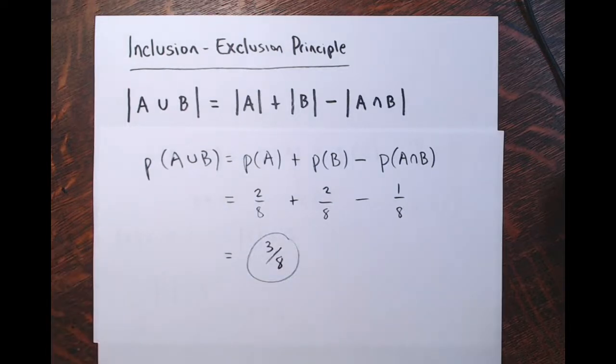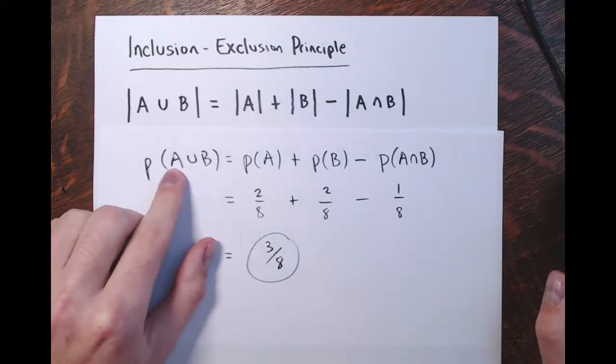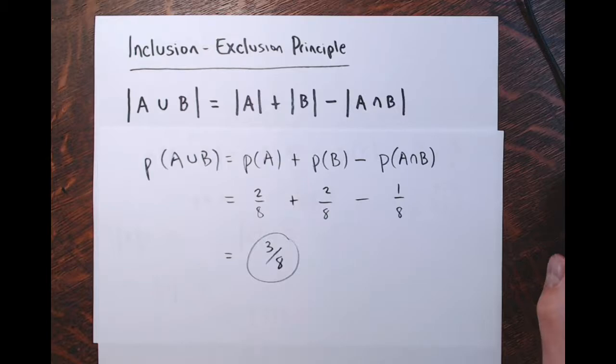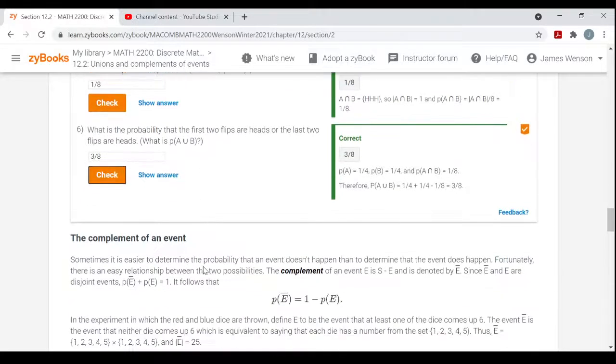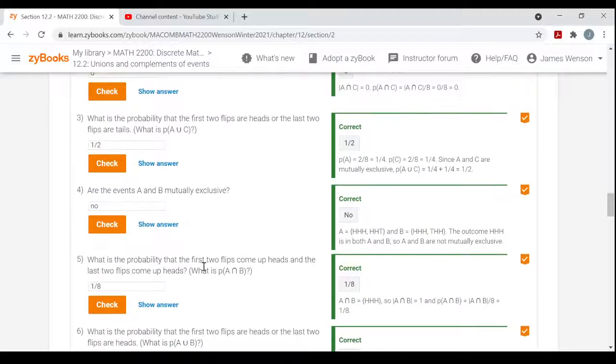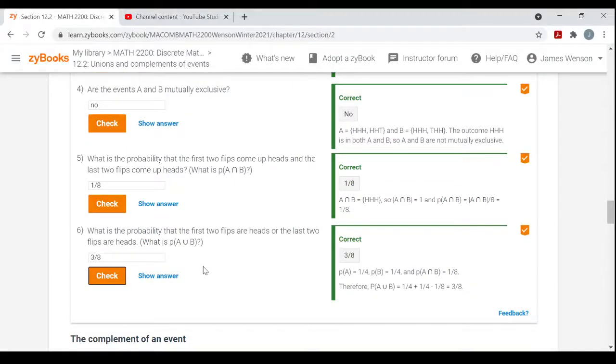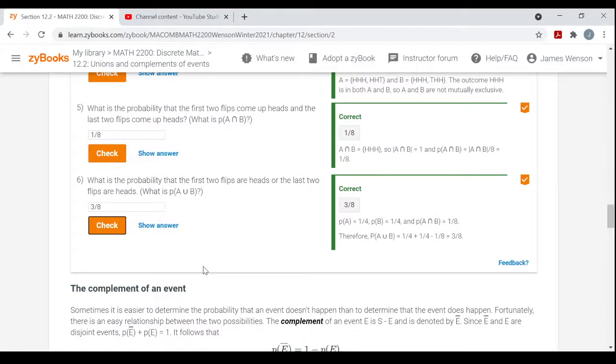So you have a 37.5% chance of this happening, of having heads on the first 2 flips or heads on the second 2 flips, or both. So 3 out of 8. All right, so now that we got that out, again, the union, just remember your inclusion-exclusion principle. That'll really help. And again, all the counting principles, how to count.